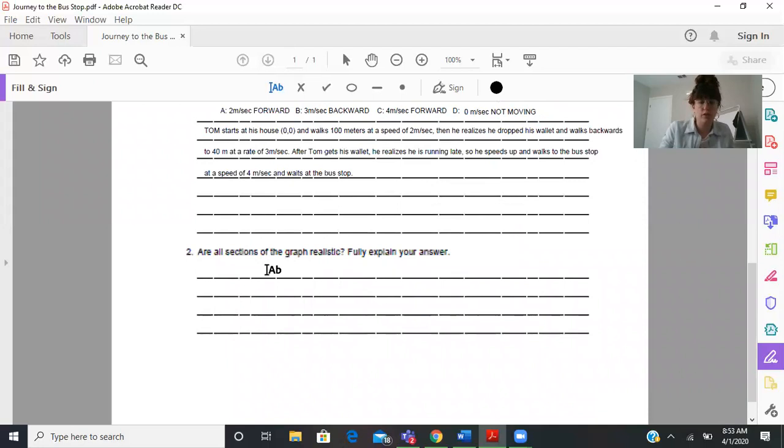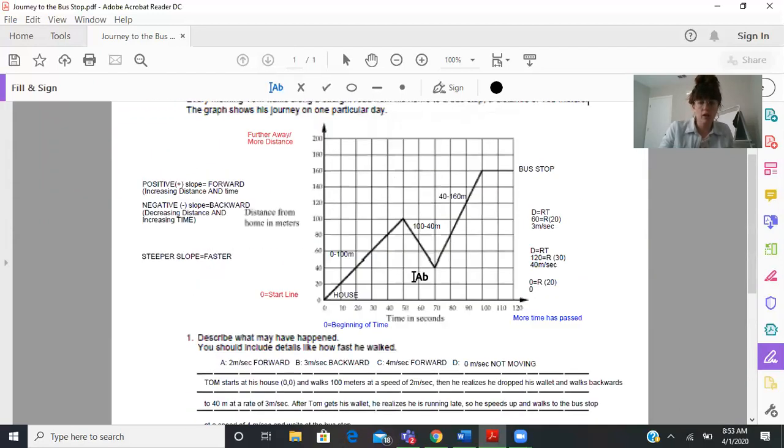Are all sections of the graph realistic? Well, are there any points where the time is not moving? Because that would not be realistic. And the answer is no, time is continuing to move as we see. If we would see a flat line vertically, that would mean that time was staying still, and that's not possible.